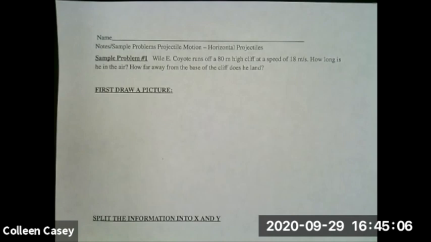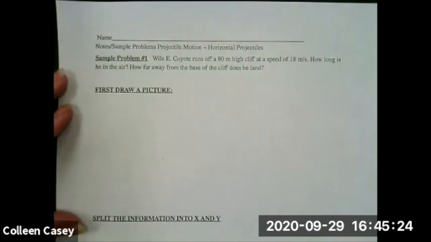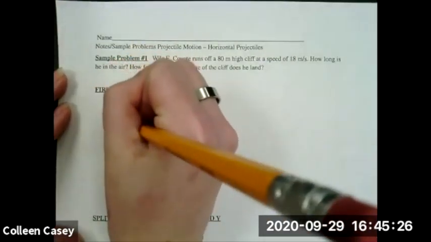We've got Wile E. Coyote running off an 80-meter high cliff at a speed of 18 meters per second. And we want to know how long is he in the air and how far away from the base of the cliff does he land. The first thing you're going to want to do is draw a picture of it. It's best when you can visualize exactly what is happening.